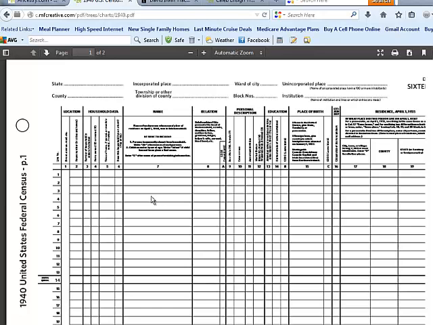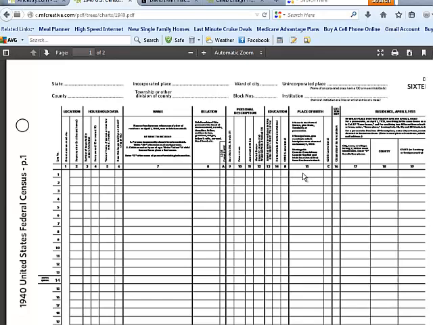But basically, all you get is the name and the relationship. Then you got a code, means nothing. Okay, and sex, color, and birth age, at last birthday, and your marital status. Basically, not much more other than, okay, here's the place of birth.